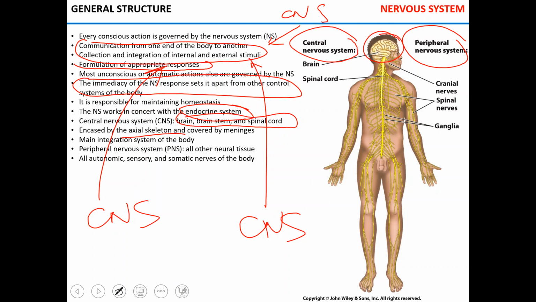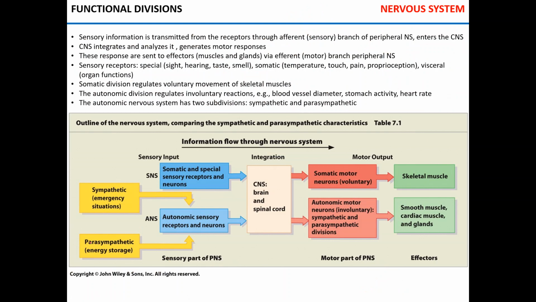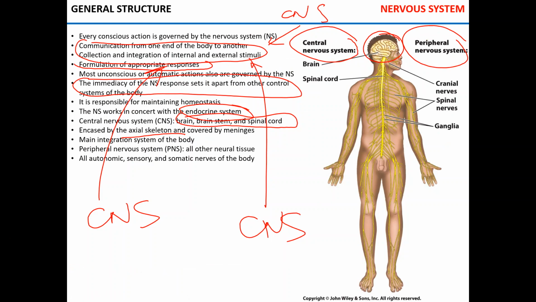Now, the peripheral nervous system is everything else. Everything that is not brain stem, not spinal cord. Essentially, peripheral nerves and sensory receptors. So here on this picture, you see peripheral nerves. Sensory receptors are not there, but obviously a part of it.